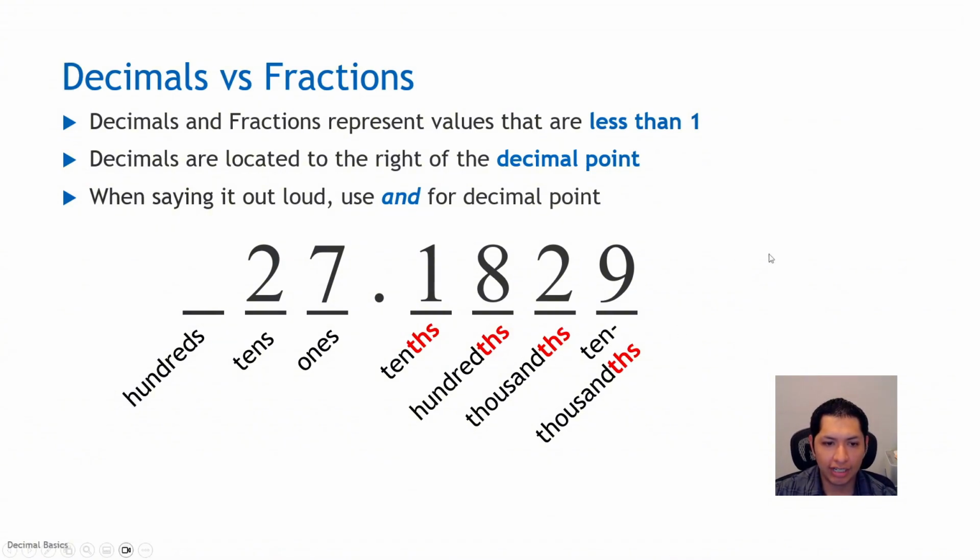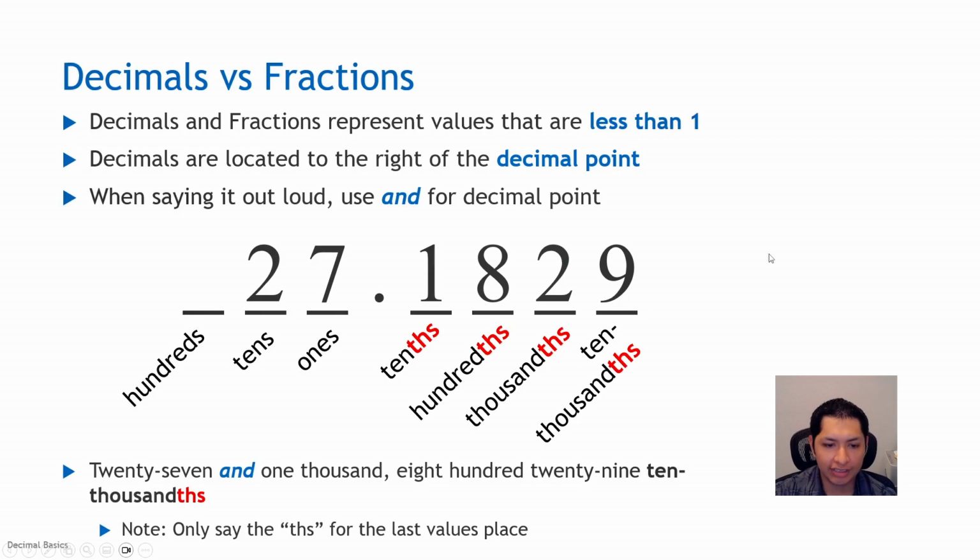Saying this number out loud, it is 27 and 1,829 ten-thousandths. Now, one thing that I do want to note is you only say the THS sound on the last place value. So if you notice here when we were saying the decimal place values, we did say thousand and not thousandths because, again, you only say the place value for the decimal with the THS for the last place value that you are saying, in this case the 9.